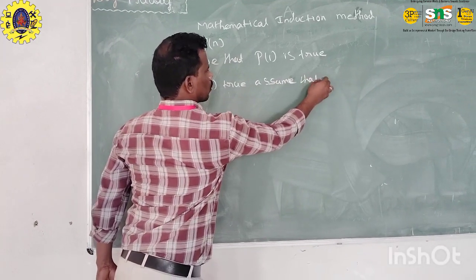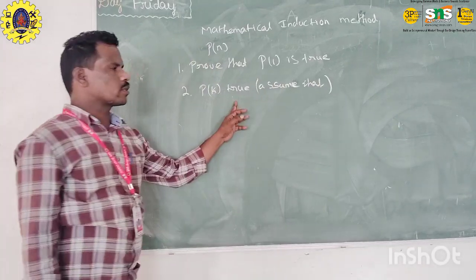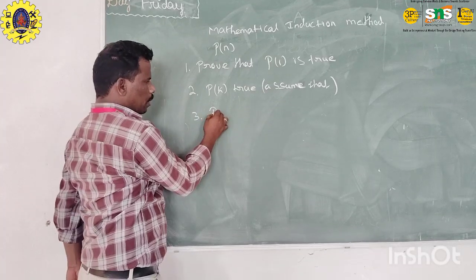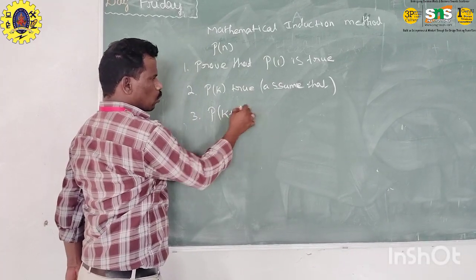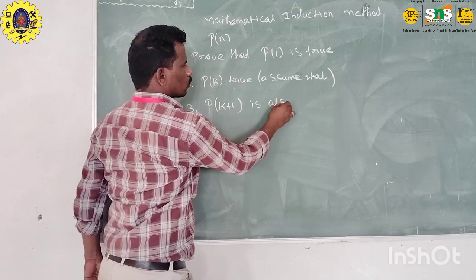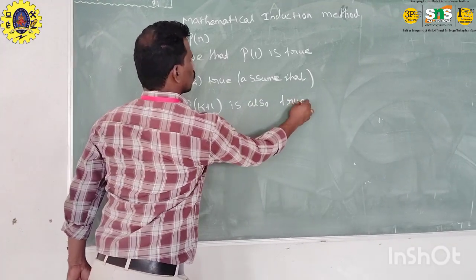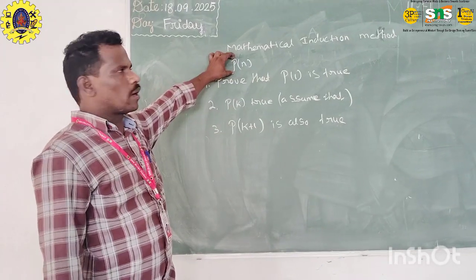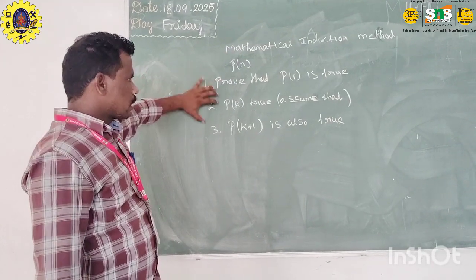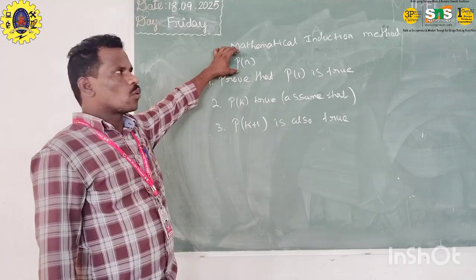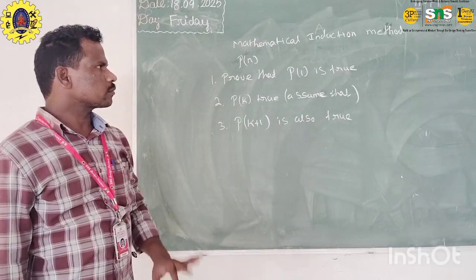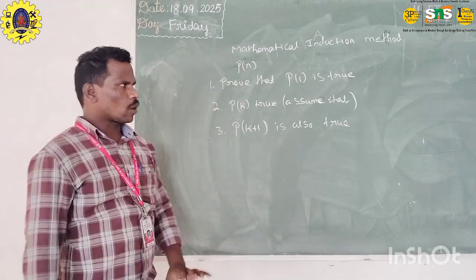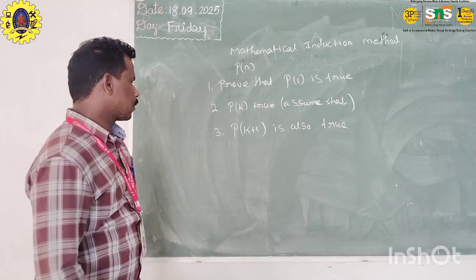Assume that P of k is true. This is the second step. And the third one is to prove that P of k plus 1 is also true. We can use these three steps: when some statement P of n is given, we can use them to decide whether P of n is true or false. So this is the induction method. Now you can solve some problems.